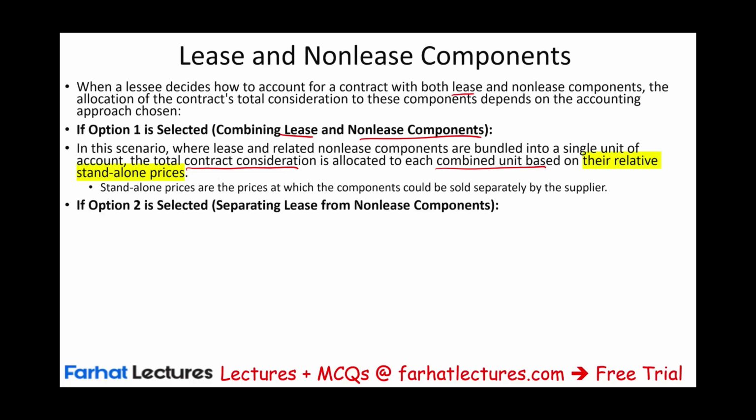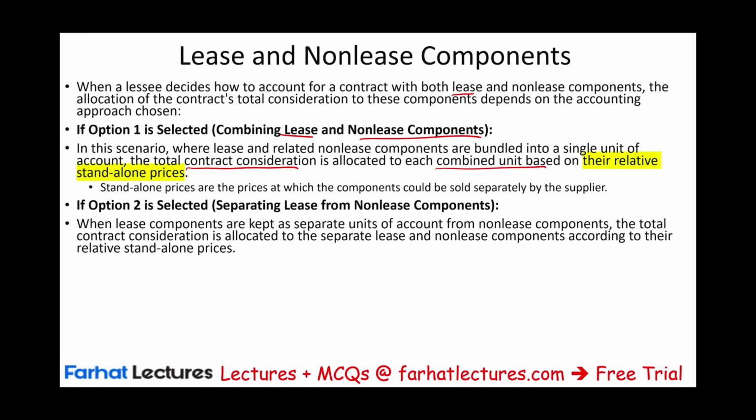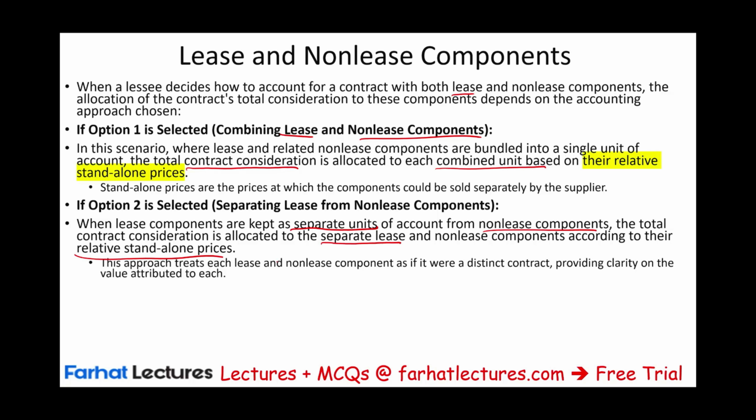If option 2 is selected, separating the lease and the non-lease component, it means you are keeping track of each one separately. When the lease component is kept as a separate unit of account from the non-lease component, the total contract consideration is allocated to the separate lease and non-lease components. Now you have 1 and 2. And how do you allocate them? According to their relative standalone prices. Same thing as in 1. This approach treats each lease and non-lease component as if it were a distinct contract, providing clarity on the value attributed to each. So we're separating the asset from the service.